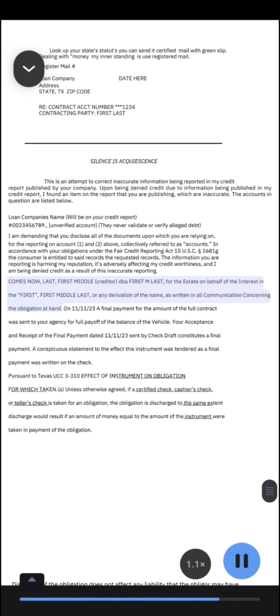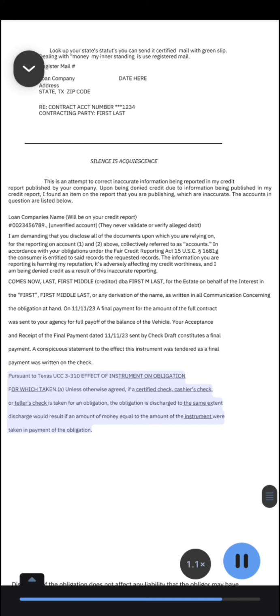Comes now, last, first middle, creditor DBA first M last, for the estate on behalf of the interest in the first middle last, or any derivation of the name, as written in all communication concerning the obligation at hand. On the 11th of November 23, a final payment for the amount of the full contract was sent to your agency for full payoff of the balance of the vehicle. Your acceptance and receipt of the final payment dated the 11th of November 23, sent by check draft, constitutes a final payment. A conspicuous statement to the effect that this instrument was tendered as a final payment was written on the check.